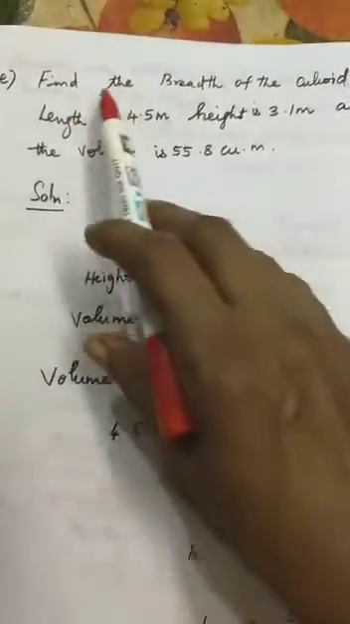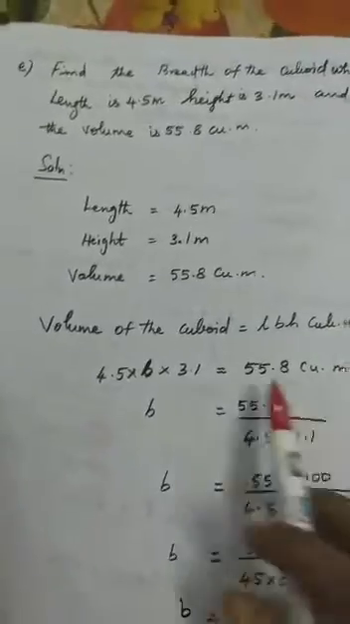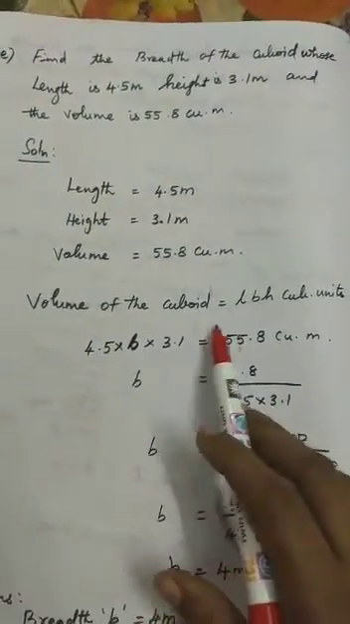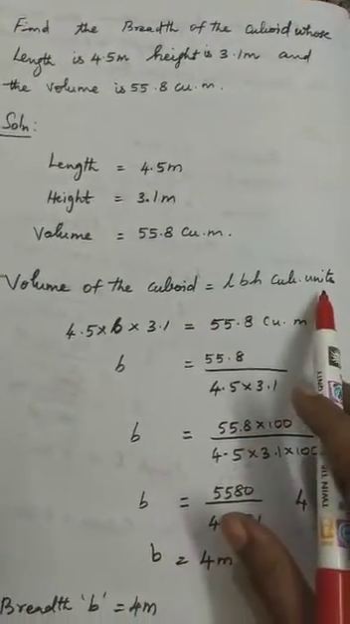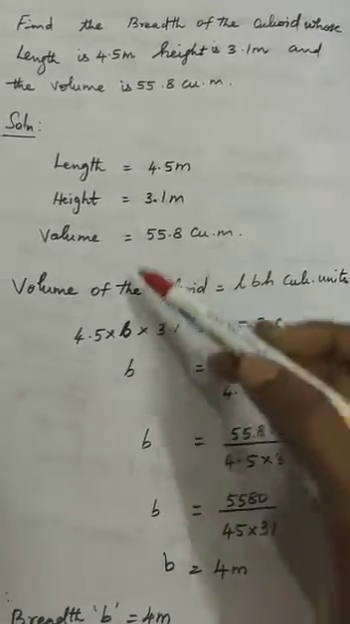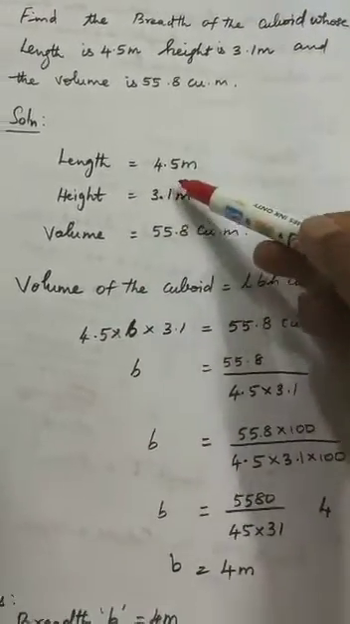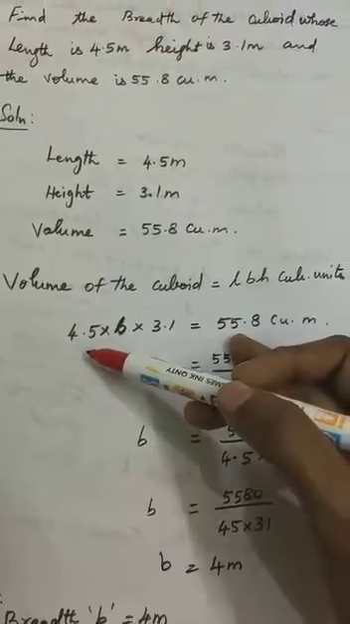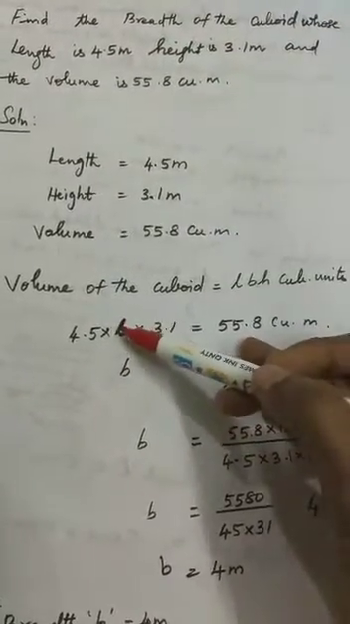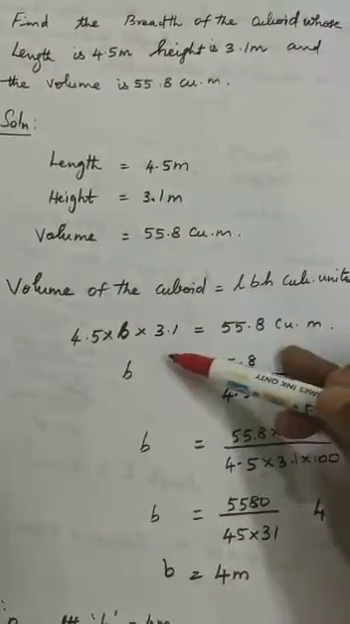We have to find the value of breadth. Now, the volume of a cuboid is equal to L into B into H cubic units. Now you substitute what you know. We know the length, isn't it? So that is 4.5. Into B, we don't know, so keep B. Then height is 3.1.